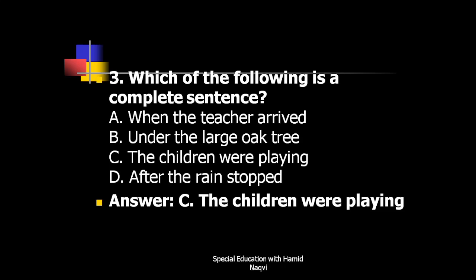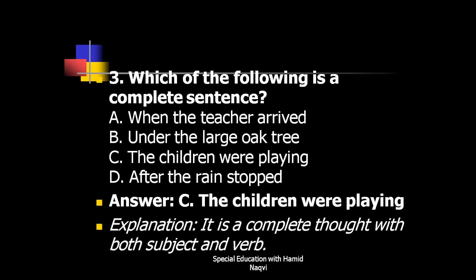The children were playing is the complete sentence. The others are what? They are clauses. They are not complete sentences. They do not convey the sense completely. So it is a complete thought with both a subject and a verb.